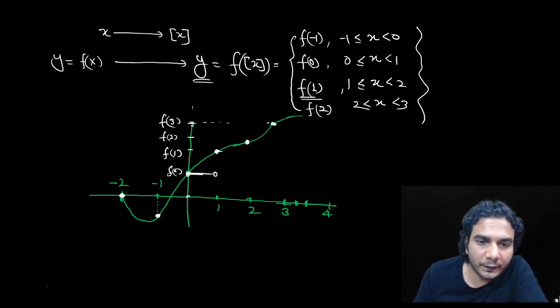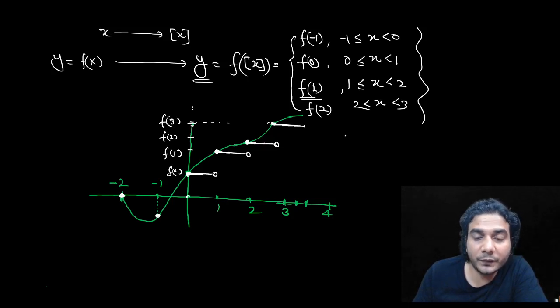So y is equal to f of 1, okay, always like this. Between 2 and 3, you need to plot f of 2. So this is f of 2. Between 3 and 4, you need to plot f of 3, okay, and the graph will end here. So we are not going up to 4, so this point will not be open, okay. This will be f of 3 only.